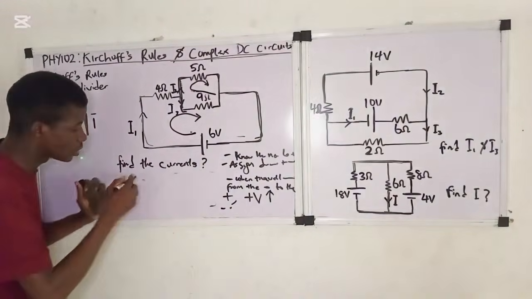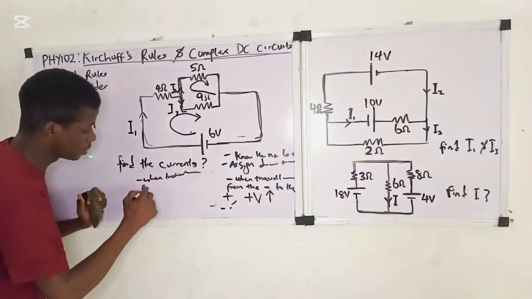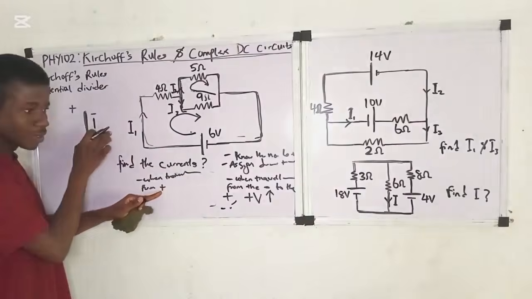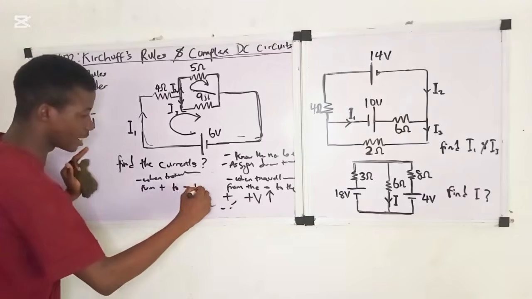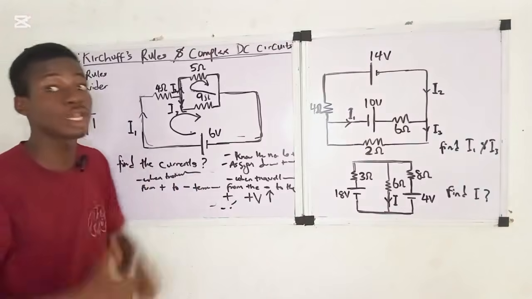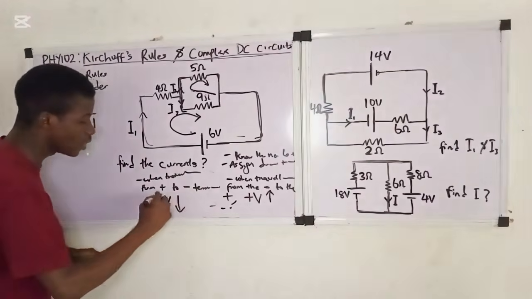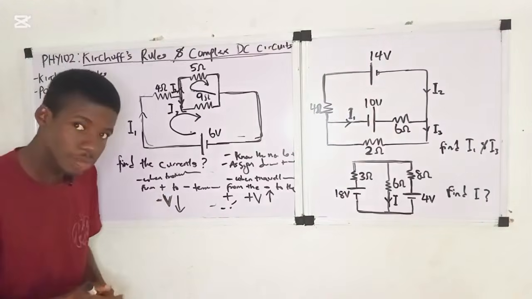So the next one is, when traveling from the positive terminal to the negative terminal, what does the voltage do? Voltage drops. There is actually a loss of energy. Now what does it mean for the voltage to drop? It means that voltage will be negative, right?